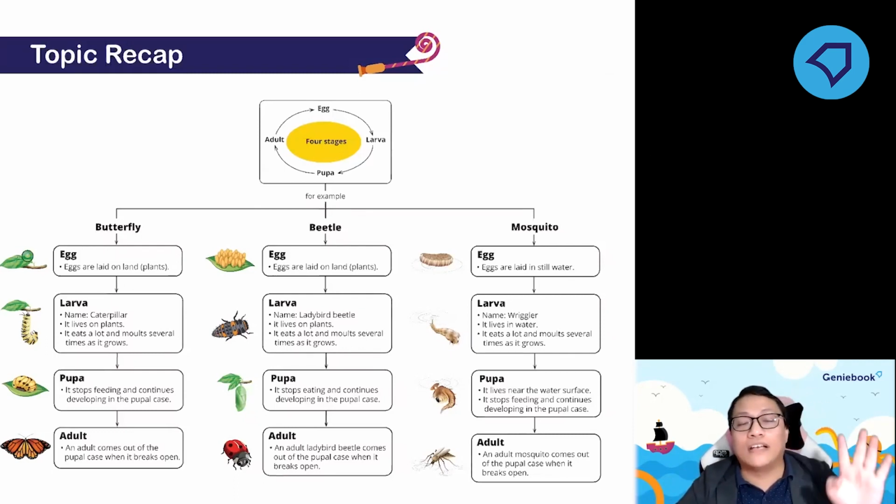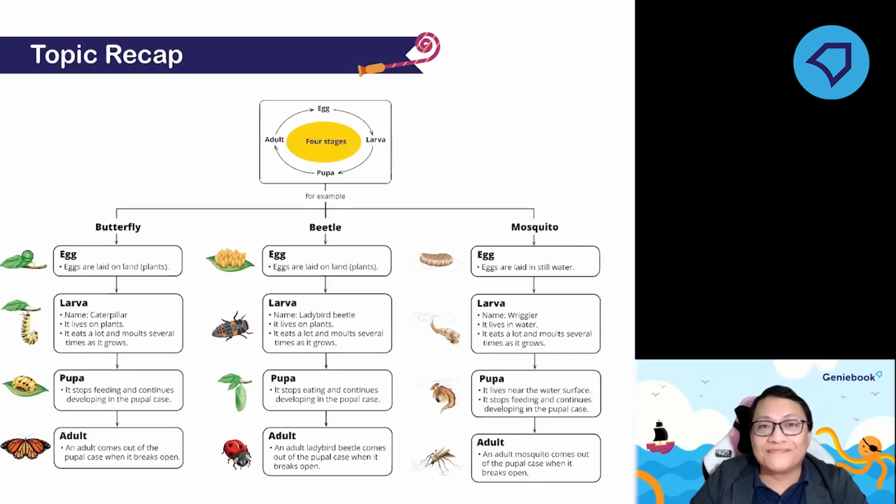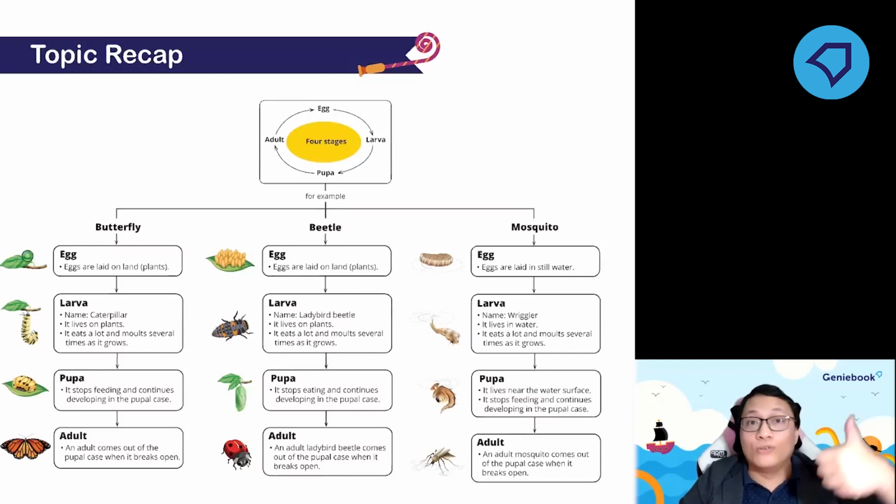So butterfly has 4 stages of life cycle. So the egg, the larva, pupa, and the adult. Now I want you to mention the characteristics of larva. Can you mention the characteristics of larva? They molt. What else? Does a larva look like the adult? No. Okay, remember, larva does not look like the adult. And larva usually eats a lot.